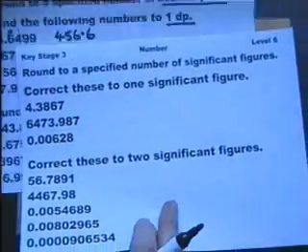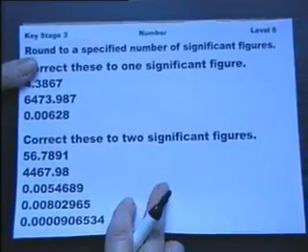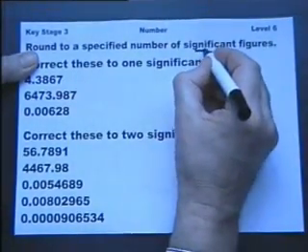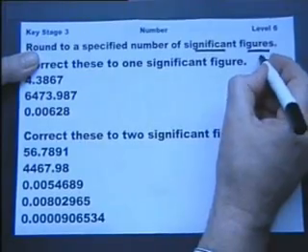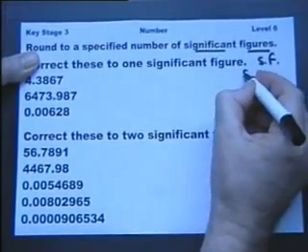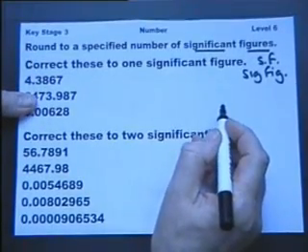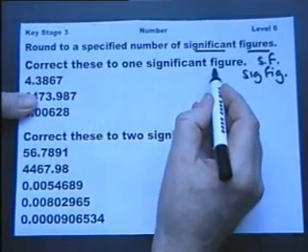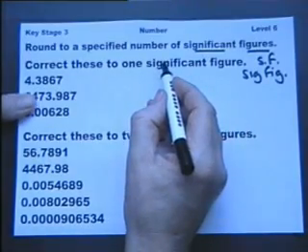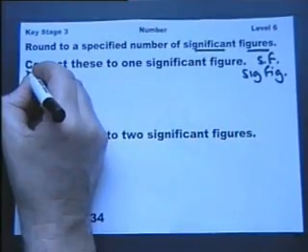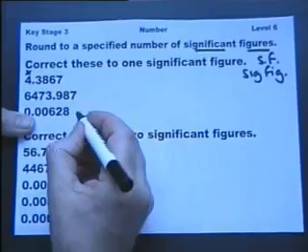We can also approximate answers by using significant figures. Sometimes SF for short, sometimes SIG FIG for short. So let's correct these to one significant figure. Now when we do significant figures, we look at the first figure that we come to. So there's our one significant figure.